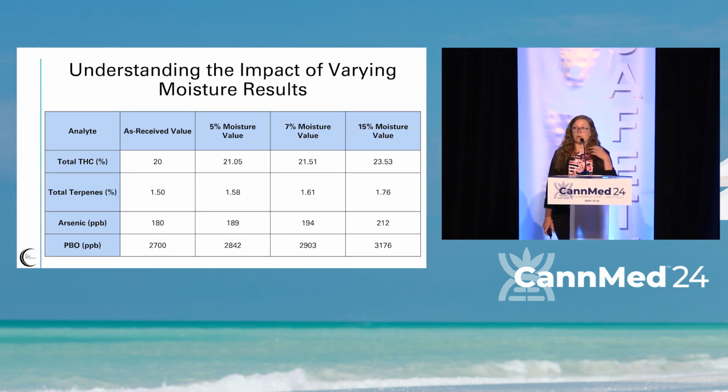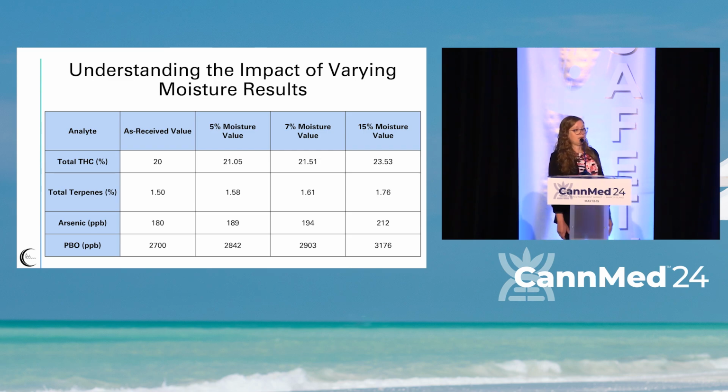Here I have a table that shows various analytes and the impact that moisture and dry weight correction has on those results. When we look at total THC, we have an as received value of 20%. That's what the lab tested it as. If they dry weight correct that to 5%, that number goes up to 21. Then to 7%, it goes up to 21.5. And if they go to 15%, that number is suddenly 23.5. As a cultivator or producer, you of course want that 15% moisture because you're going to get a higher THC. However, is this an accurate representation?